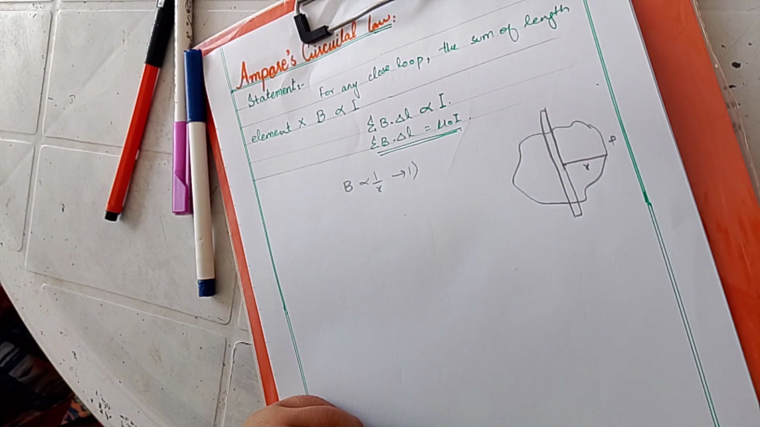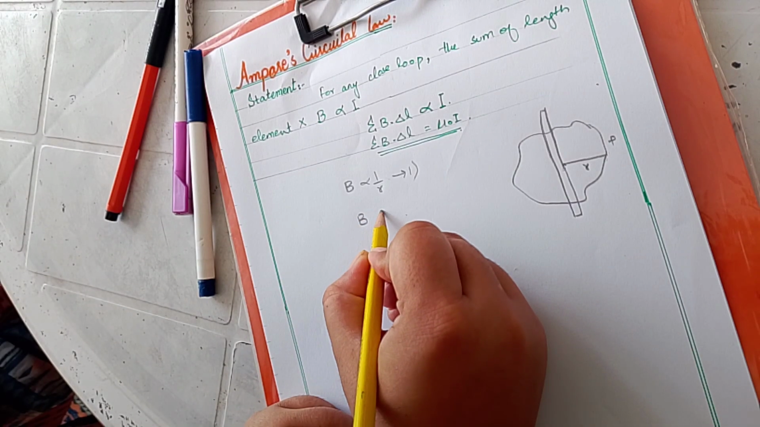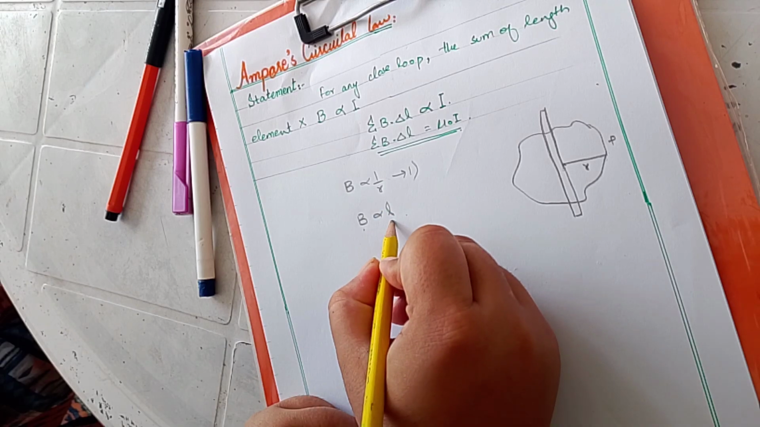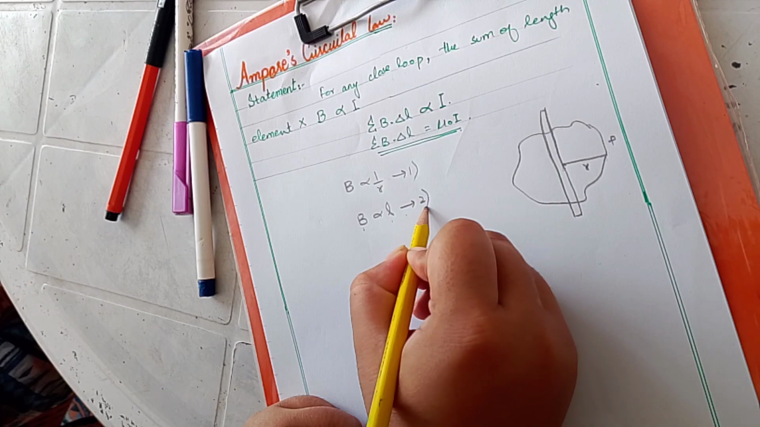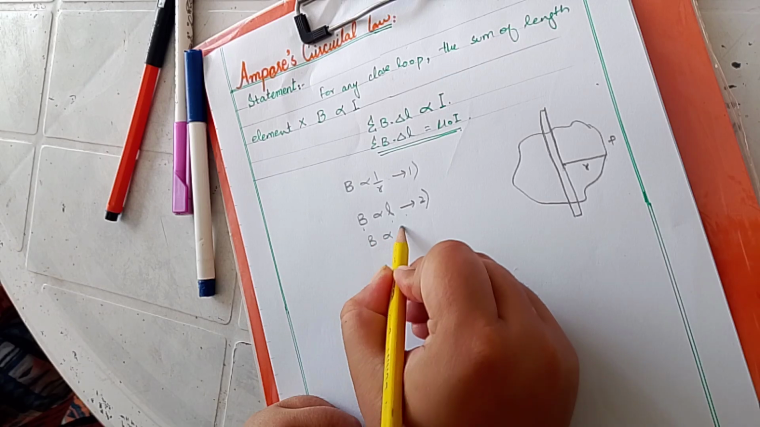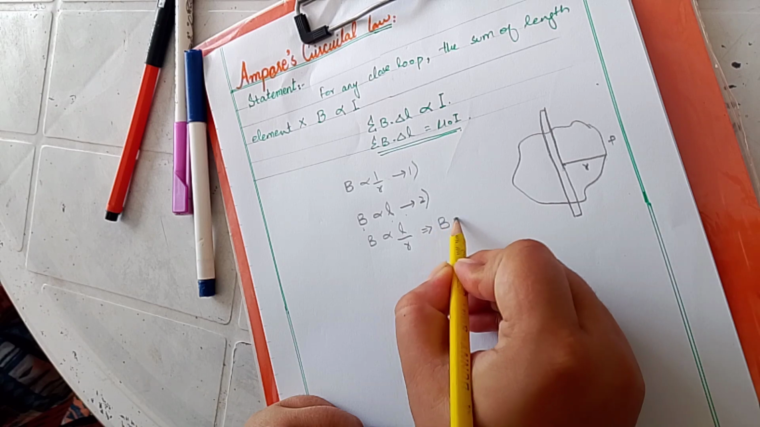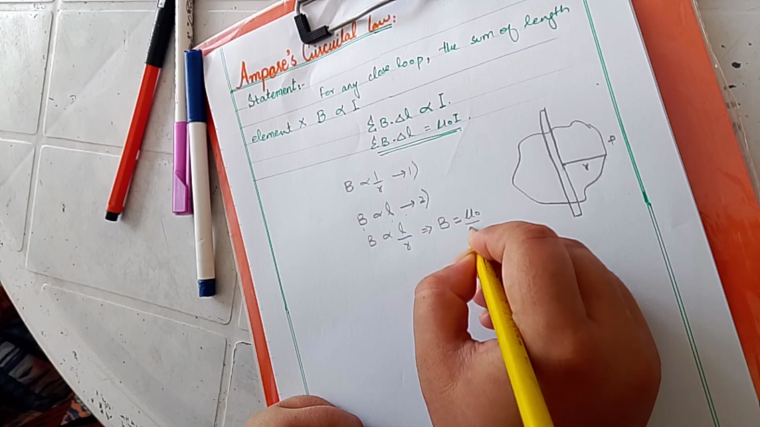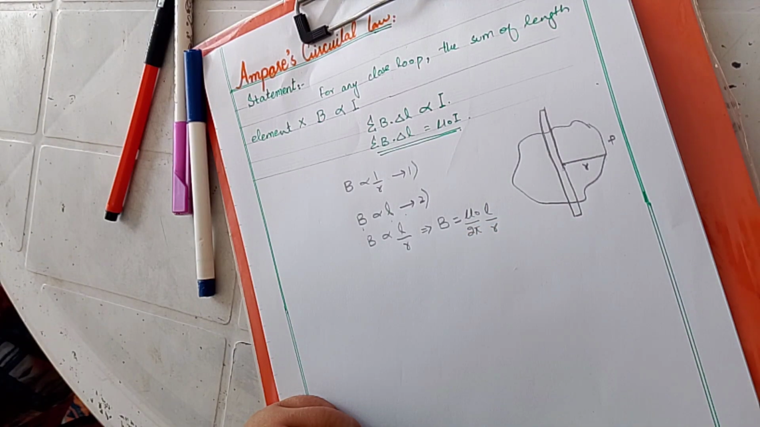Now the other relation is B is directly proportional to length. It means if we have more length of conductor, the magnetic field there will also be more. Call it equation 2. Now compare and relate equations 1 and 2. We will get B proportional to L over R, and we remove the proportional sign with a constant, so B equals mu naught divided by 2 pi into L divided by R. So what is mu naught divided by 2 pi?